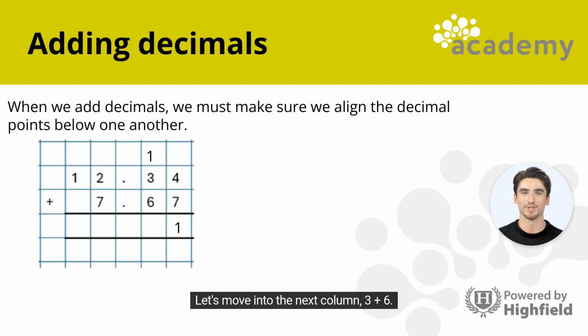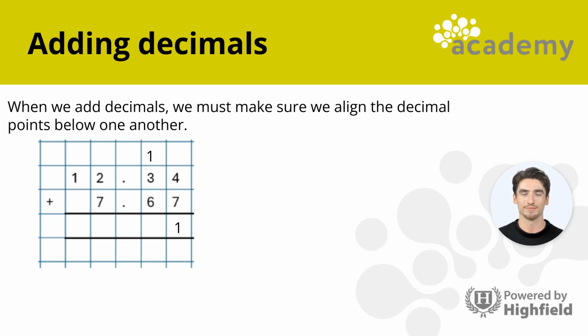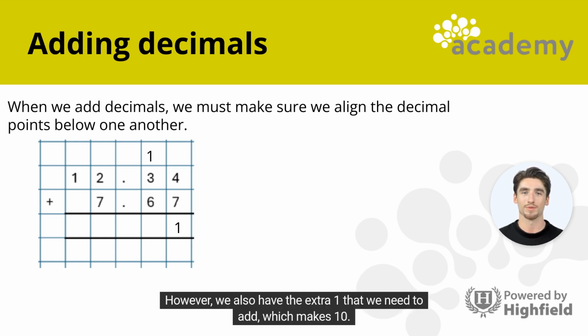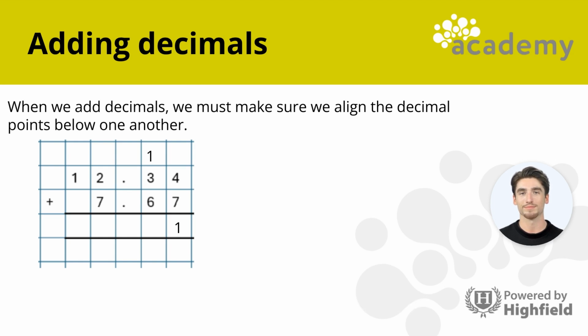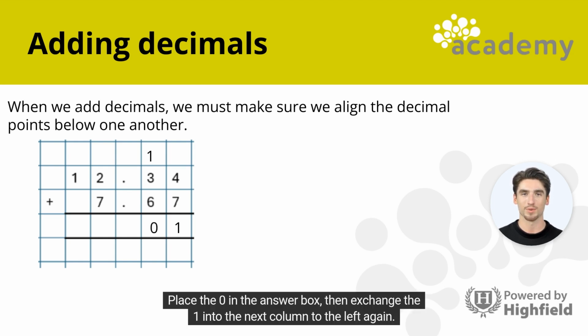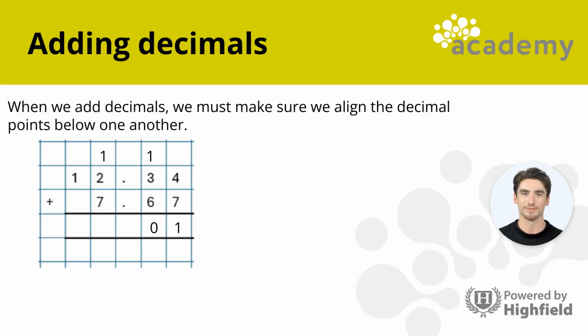Let's move into the next column, 3 plus 6. We know that 3 plus 6 equals 9. However, we also have the extra 1 that we need to add, which makes 10. Place the 0 in the answer box, then exchange the 1 into the next column to the left again. Add in the decimal point to the answer box.